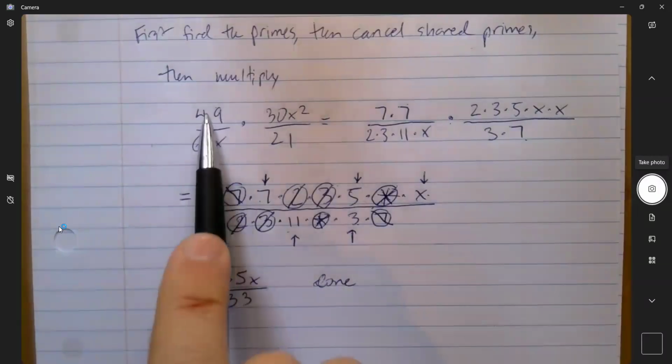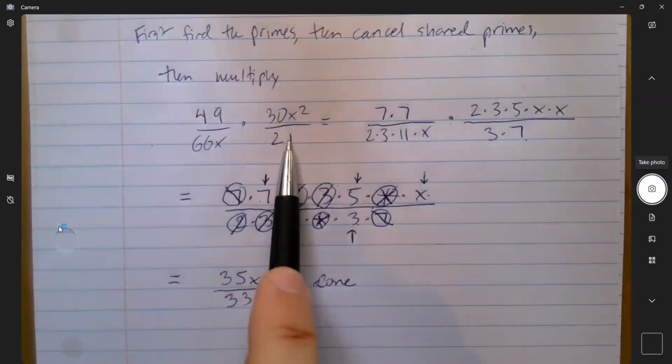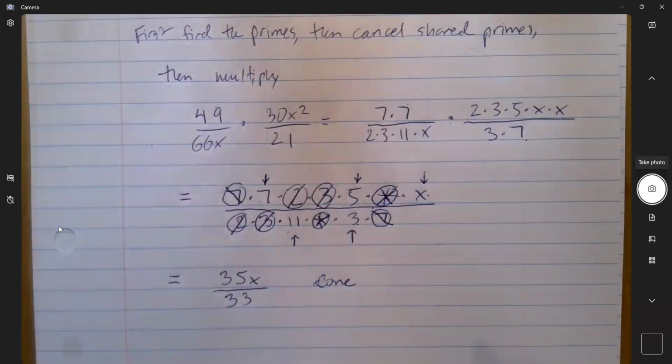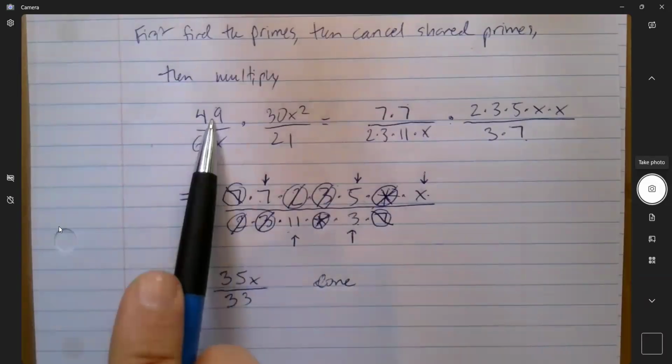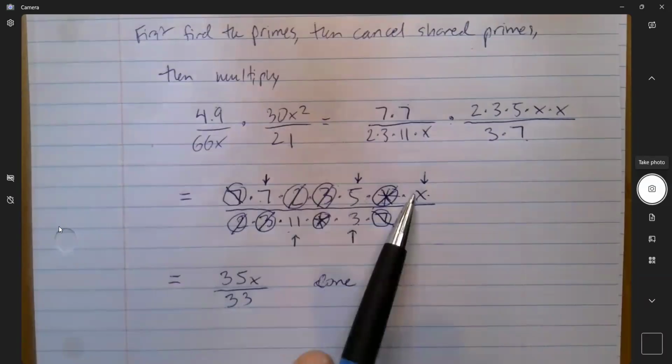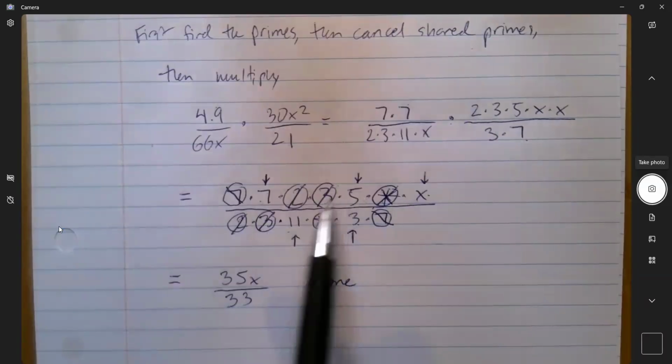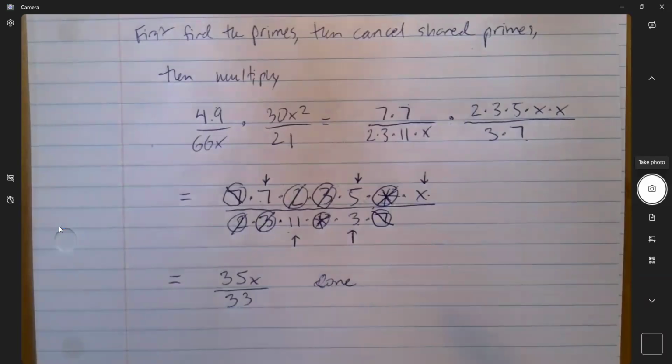You could multiply 49 by 30x squared and 66x by 21. And you'd find the fraction, and that would be the right answer. But then you have to do a lot of reducing. And the bigger the number is, the harder it is to split it into primes. So I like to find the primes before I do the multiplication so that I can cancel out those shared primes and not have to involve them in the multiplication. And then I also don't have to reduce.